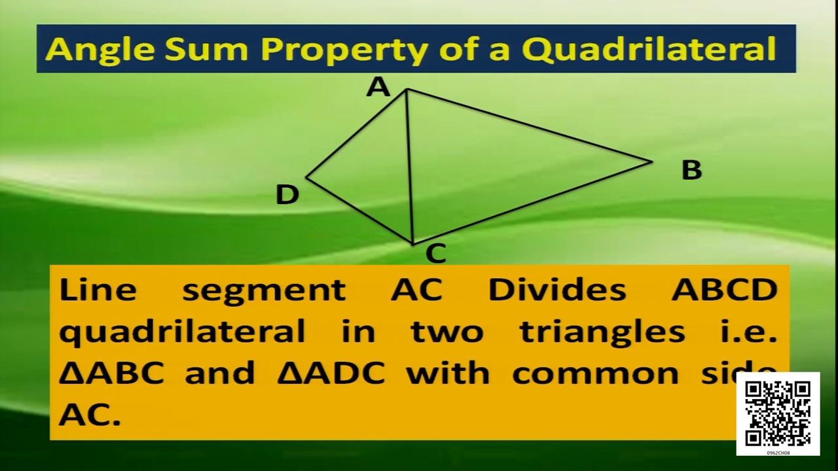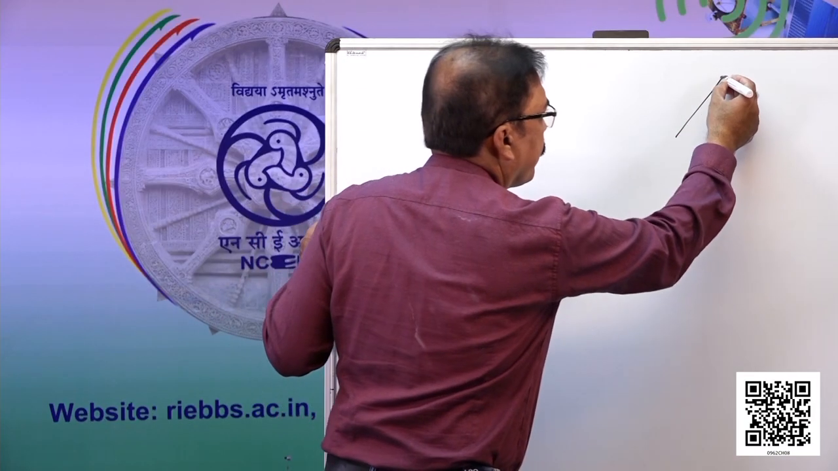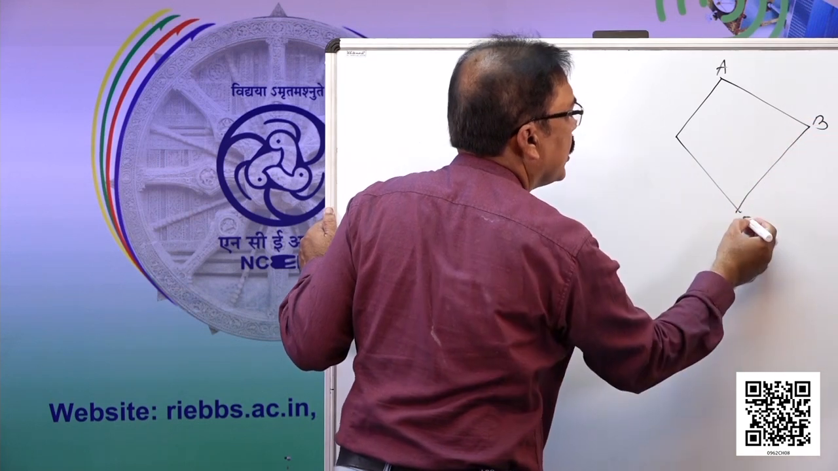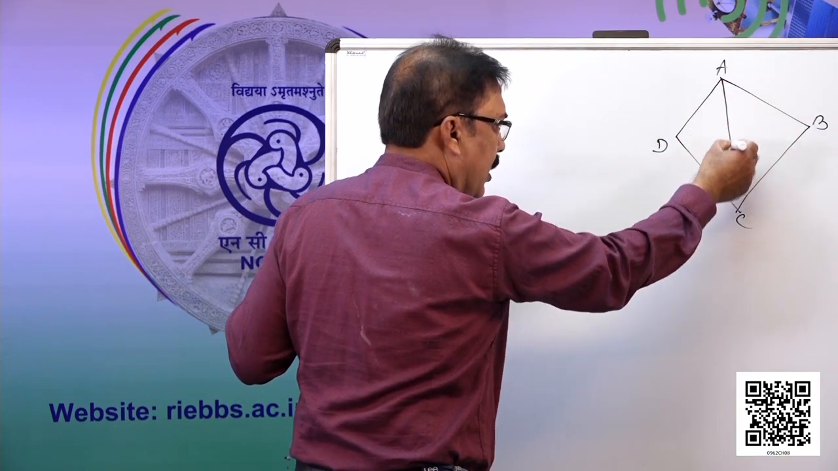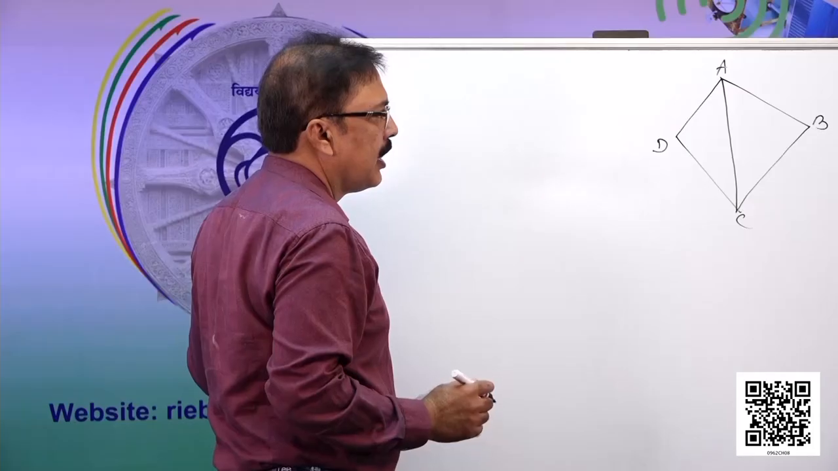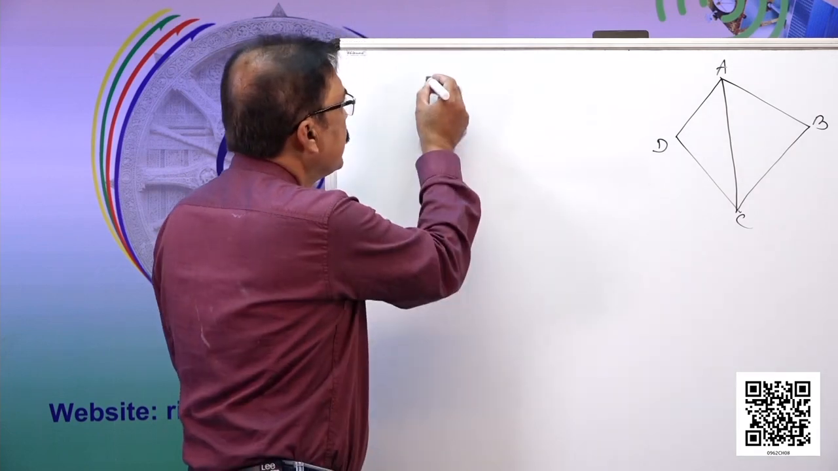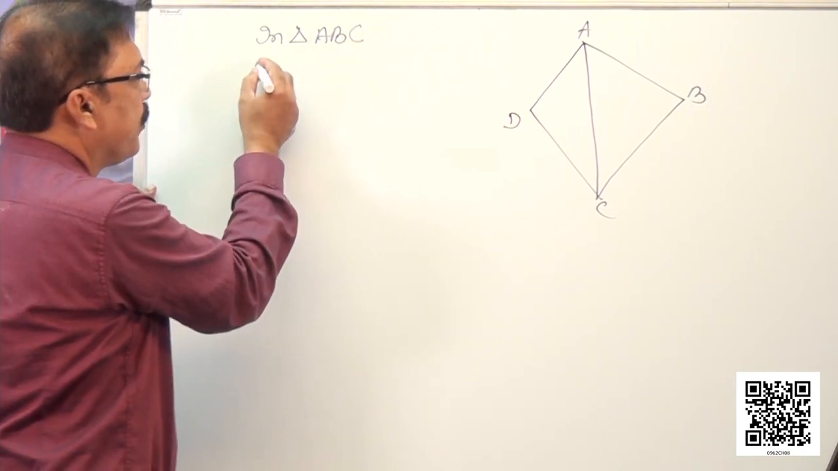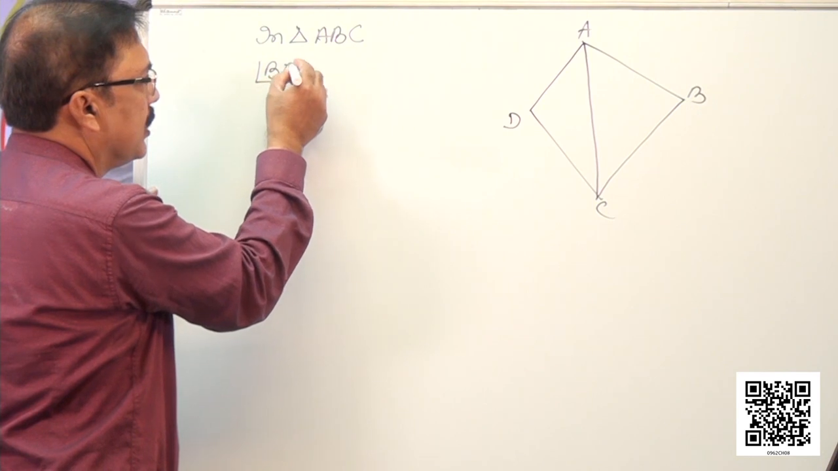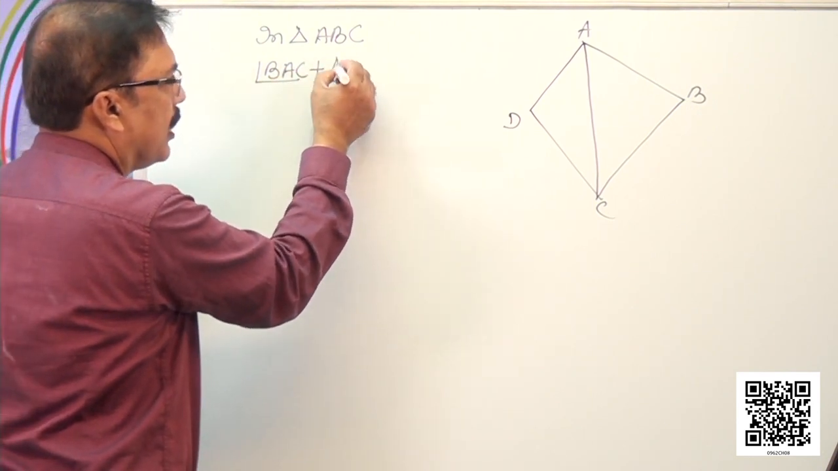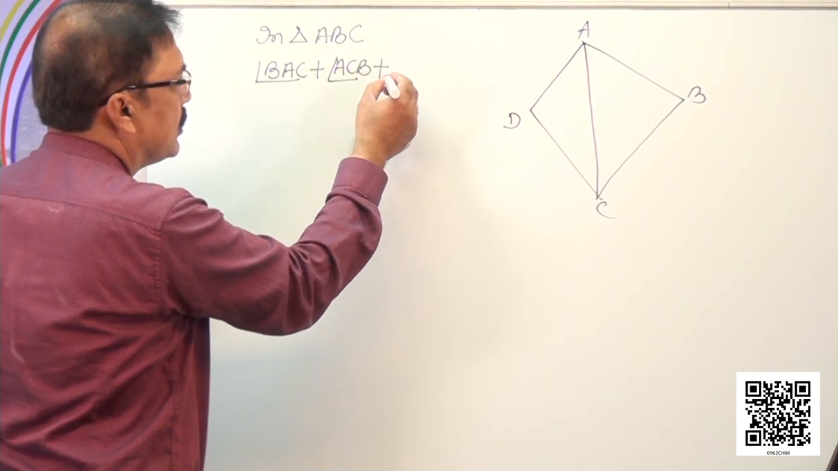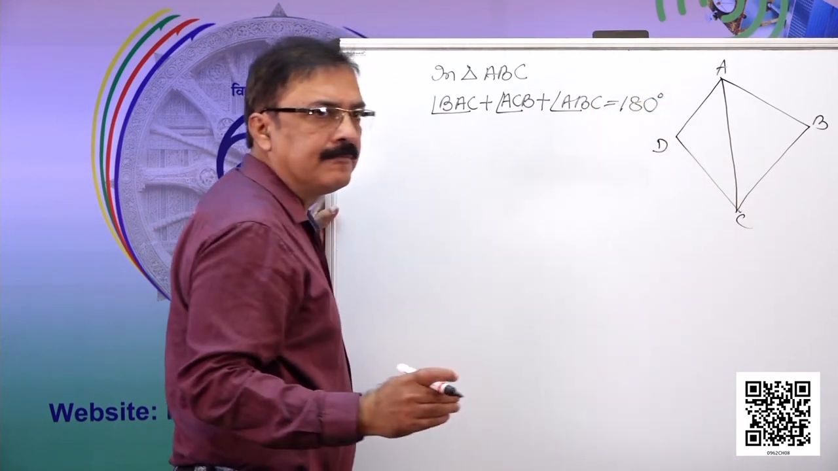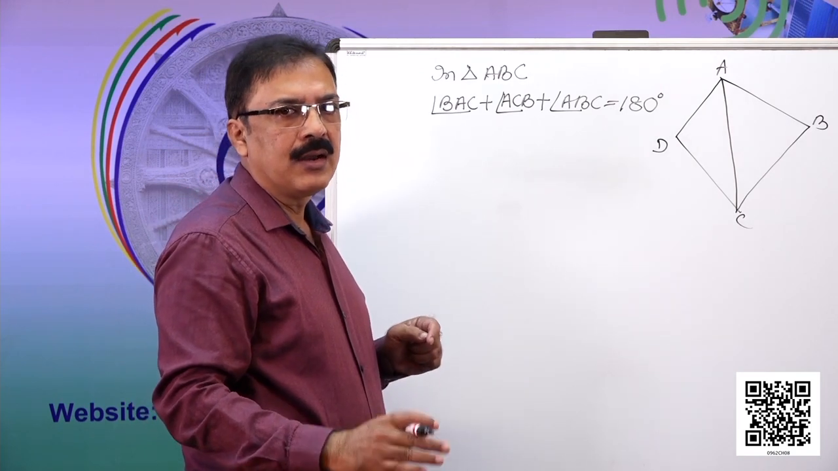In this figure ABCD, AC is the diagonal, we have two triangles ABC and ADC. So, in triangle ABC, we can say that angle BAC plus angle ACB plus angle ABC is equal to 180 degrees. Why? As the angle sum property of a triangle says so.